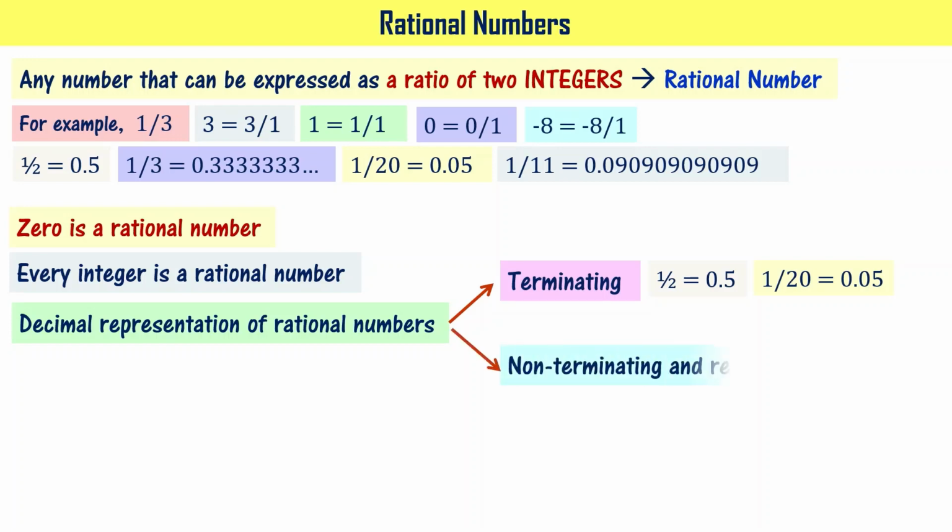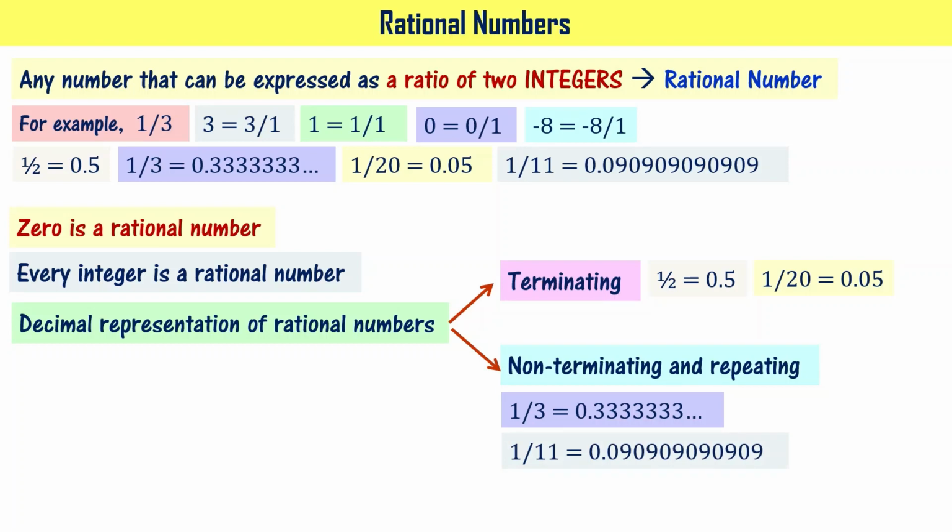When it comes to the other class, where the decimal expansions are non-terminating and repeating, for example, 1 by 3 is equal to 0.3333 and so on, right? So it is not terminating and the digit 3 keeps on repeating, right? That's what we meant.